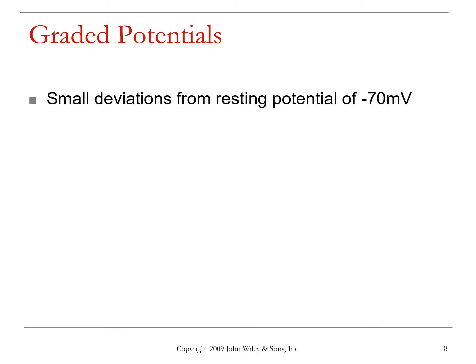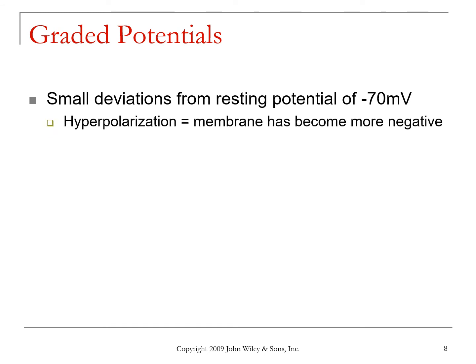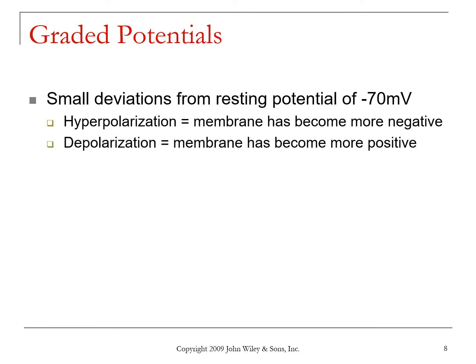Graded potentials are changes in the voltage, but they are small deviations from that resting value of minus 70. If they make the membrane more negative, they are said to be hyperpolarizing graded potentials. If they make the membrane more positive, they are said to be depolarizing graded potentials. Depolarization means that the membrane becomes less negative, more positive, that is usually due to the influx of positive ions.